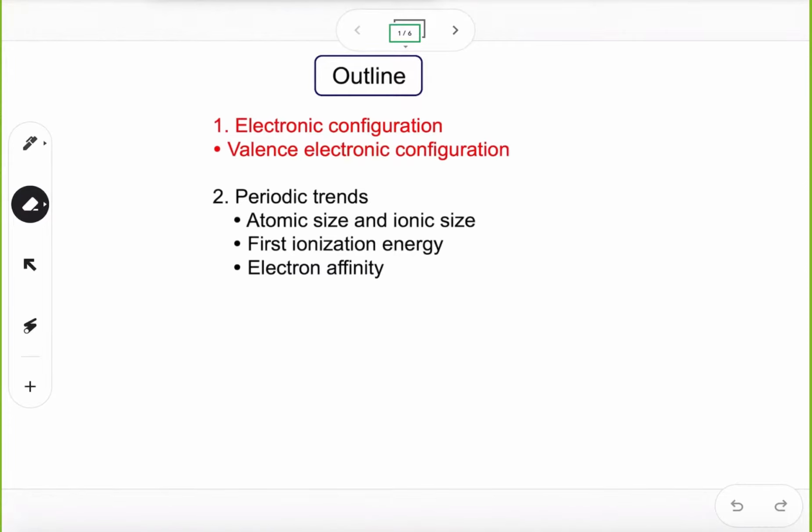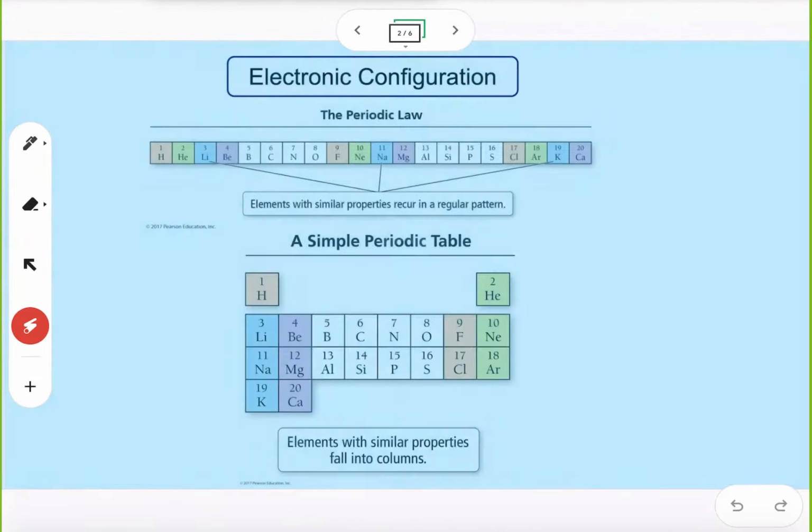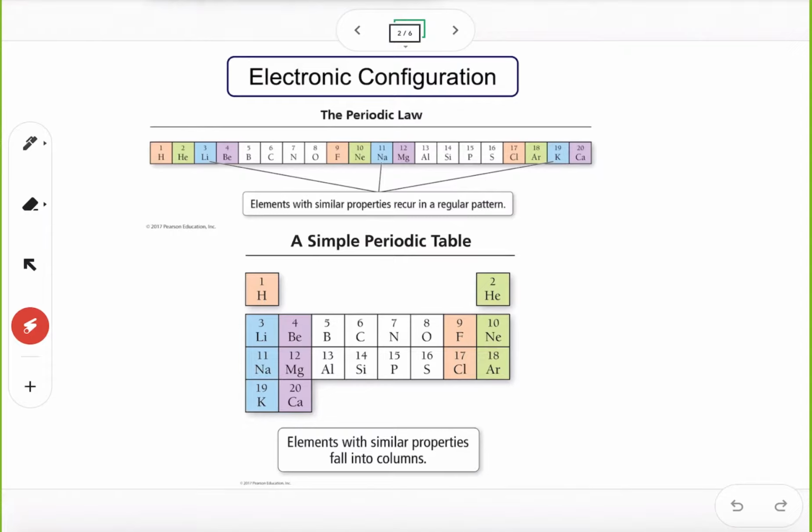Of course, this is the first topic of Chapter 3, electronic configuration. In this topic, we'll figure out the electronic configuration, including noble gas core electronic configuration, of the first 20 elements. Let's see this slide. This slide is part of the periodic table. Why do we want to take a look at this one first?